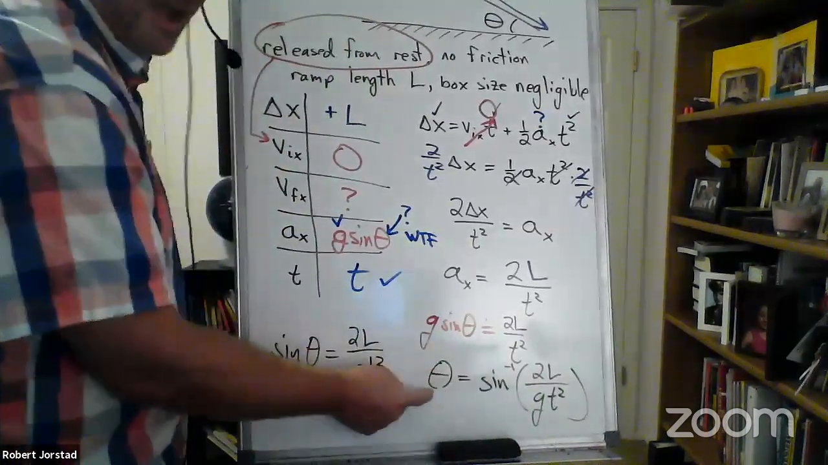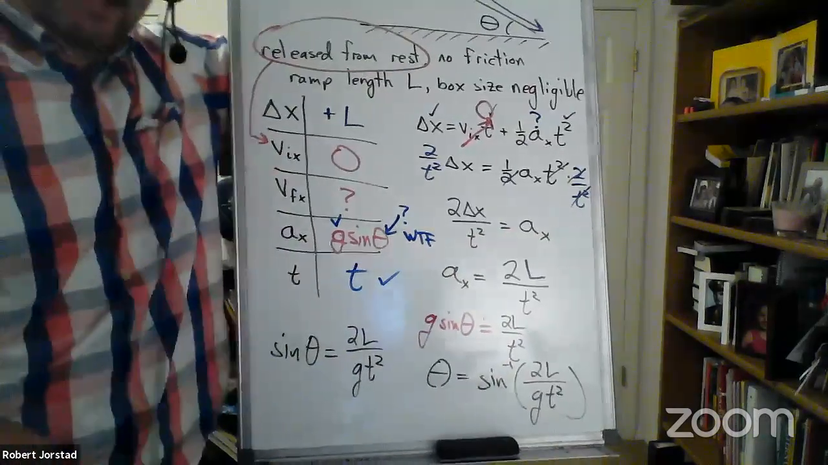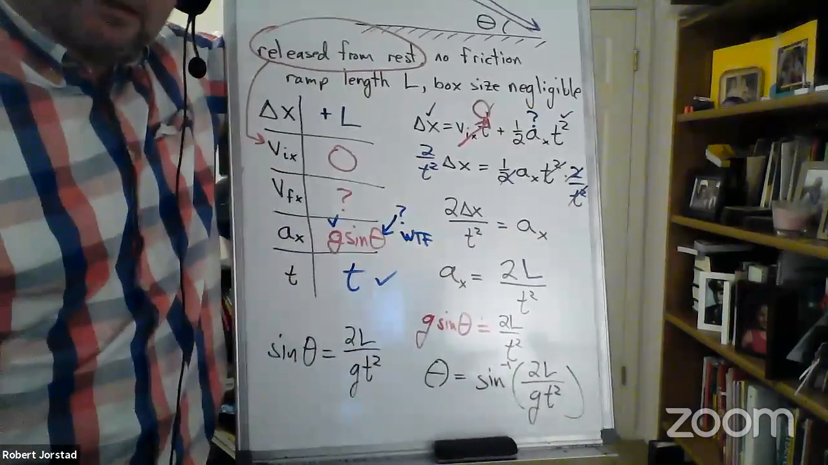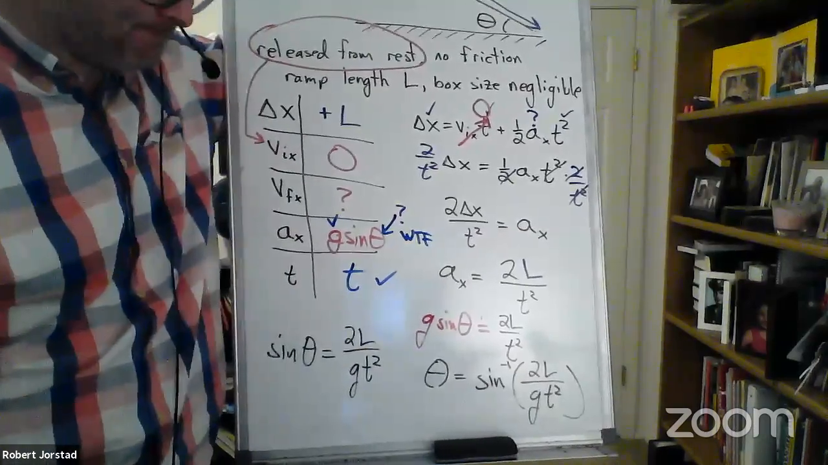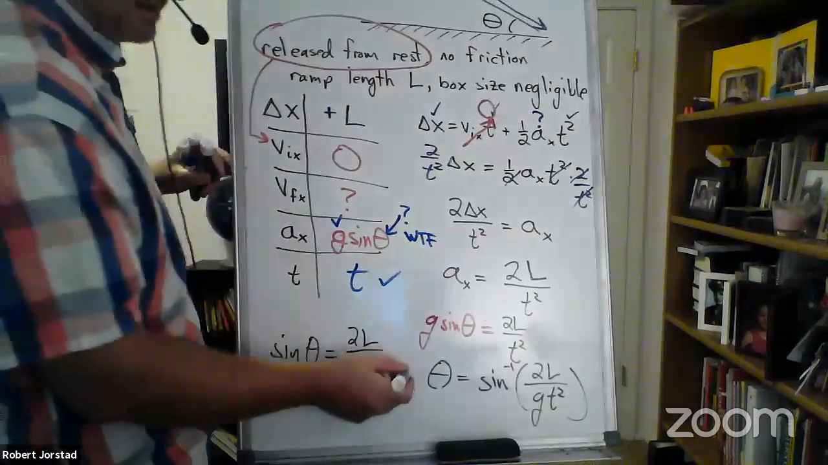That gives me the angle. Done. That is what was asked for. How should I check this? What should you always check? Somebody other than Dom.